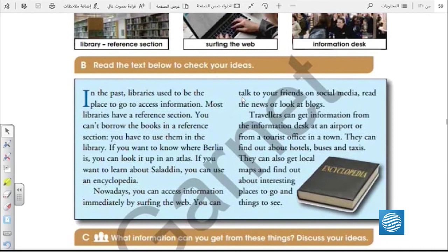So this is the second paragraph. How many paragraphs do we say? Three. So the first one is library reference section. The second one is surfing the web. And the last paragraph is information desk. Very good.